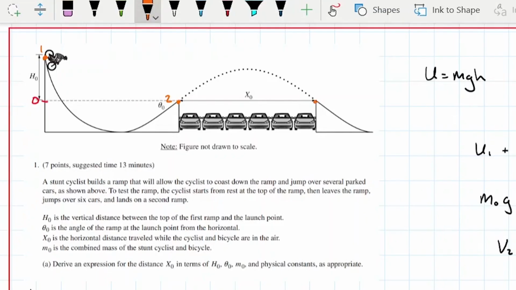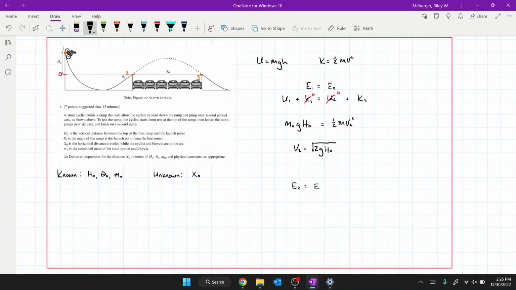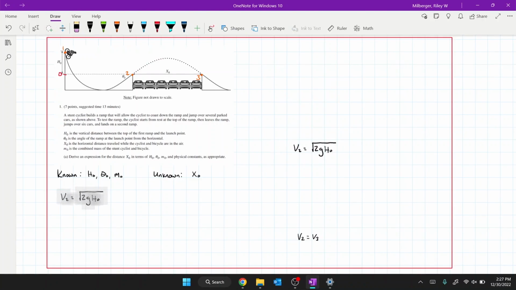Now, if we make where the cyclist lands point 3, we can again apply the conservation of energy law to see that v2 will equal v3. I'm going to clean this up a bit to make some more space.